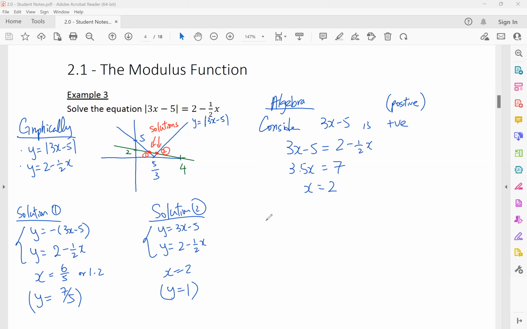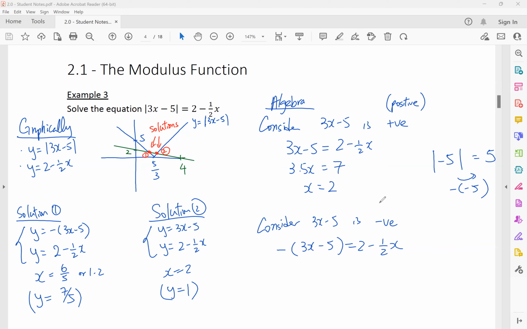Find one answer. And this time, if we consider 3x minus 5 is negative. Now, if it's negative, what happened then? Now, think about this. If you have minus 5, turns to 5, it has the same effect of putting a negative in the front. So minus 5 becomes positive. So if 3x minus 5 is negative, we can put a negative in the front of a bracket. Negative (3x minus 5) equals 2 minus a half x.